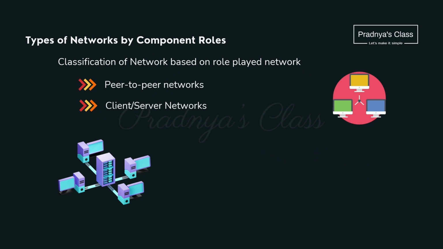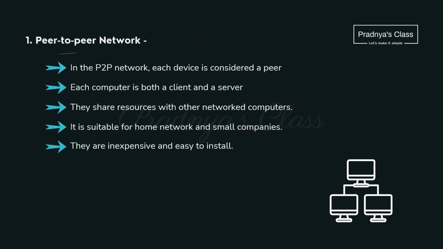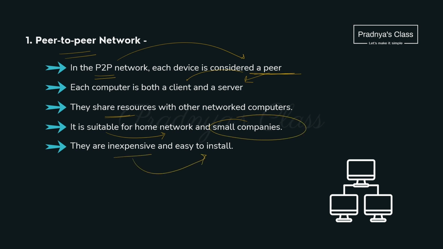Here are the types of network based on role. First is peer-to-peer. In a P2P network, that is a peer-to-peer network, each device is considered a peer. It can work as a client or a server. The main advantage is to share resources. It is suitable for home or small companies. One more point we can note down, it is inexpensive and easy to install. Keep all the points in mind.